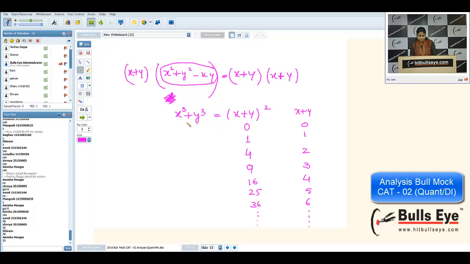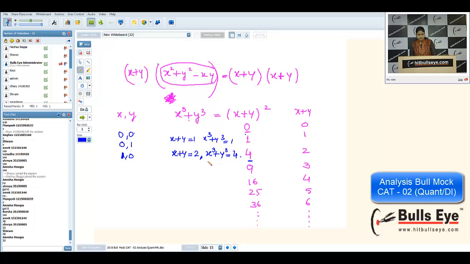Now x plus y whole cube we are getting 0. I'm writing xy here. It can be possible if I take 0, 0. That is one solution possible. Now I'm taking the second solution where x plus y is 1 and x cube plus y cube is also 1. So I'm getting 0, 1 and 1, 0. These two solutions are possible. Now I'm taking x plus y is 2 and x cube plus y cube is 4.